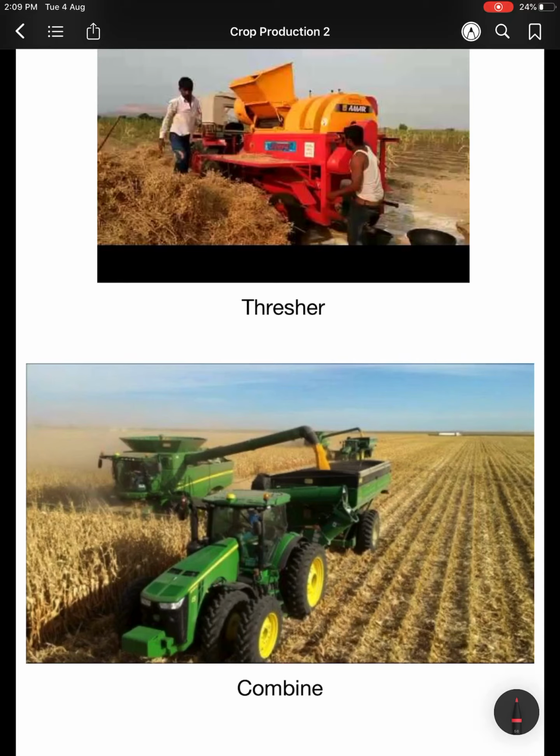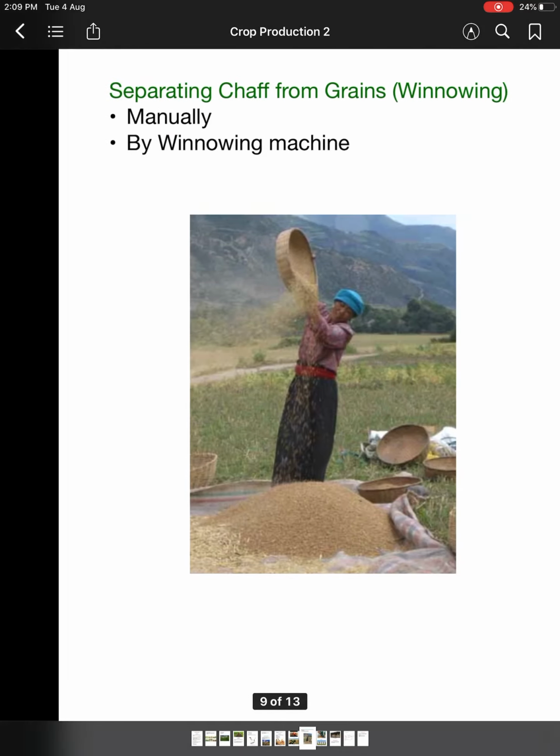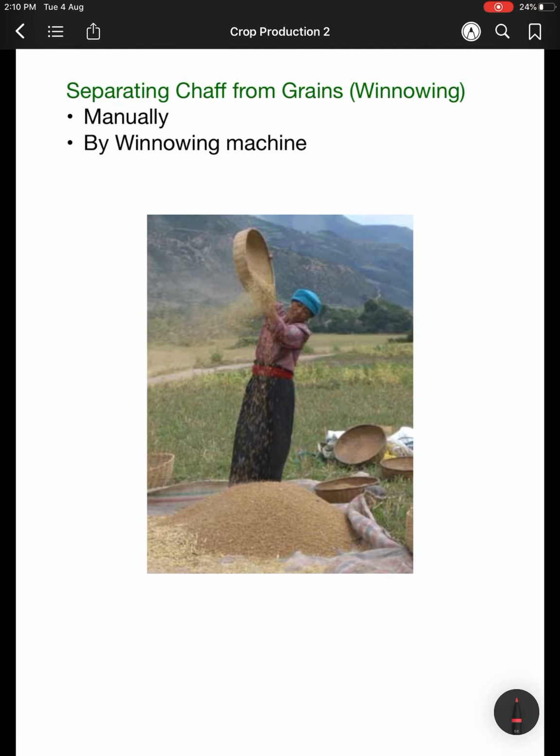Nowadays, combine is used for both harvesting and threshing. As you can see, the combine harvests the crops as well as it removes the grains from the stalks. So nowadays combine is used as it can do both the works.